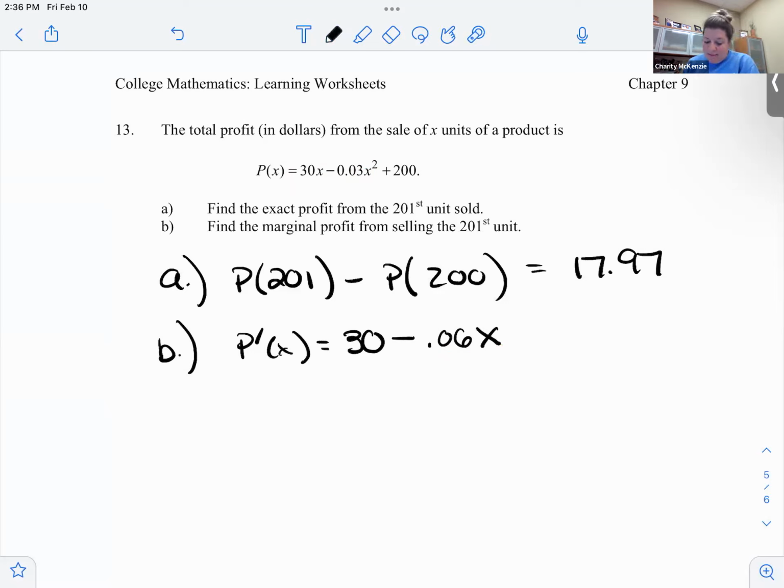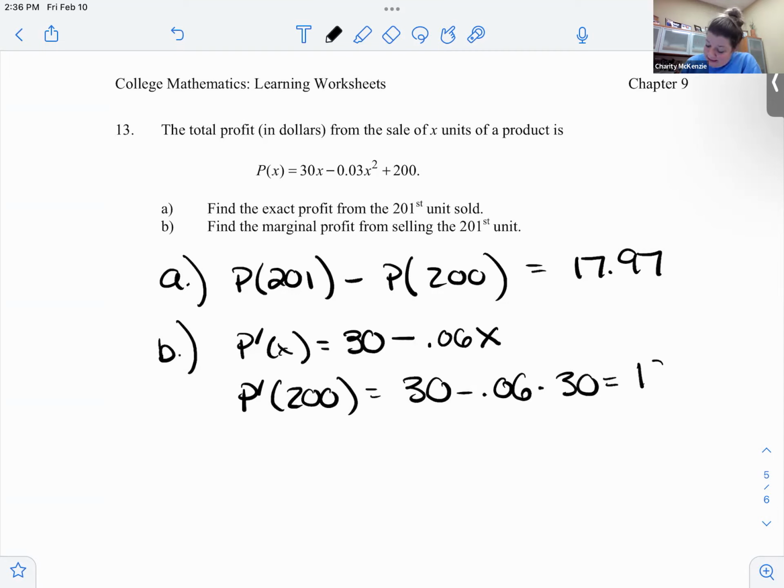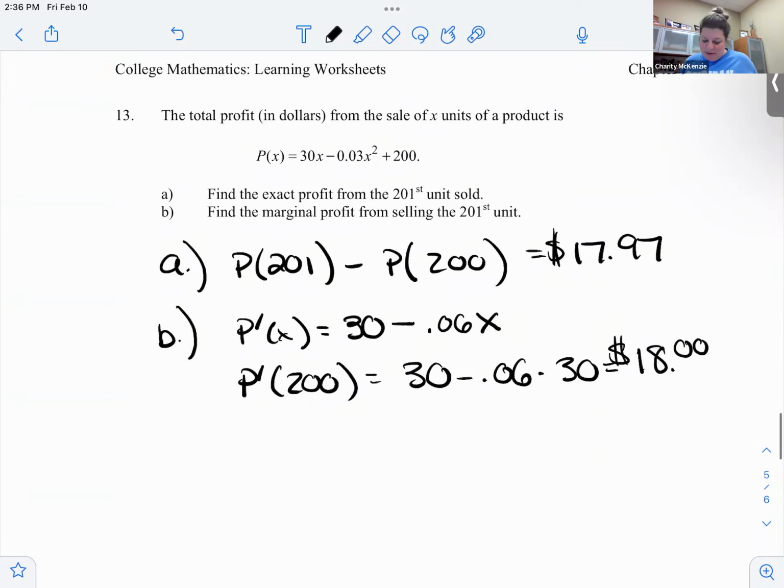So then, how do I predict the 201st? I put in the 200th. Okay, so 30 minus 0.06 times another 30, and I get 18. Okay, they're close. 2 cents, 3 cents off, but they're not the exact same. But doing the derivative method is a lot quicker. It's actually easier to program as well if you're programming, because a lot of math programs can now do the derivative for you in a computer setting.